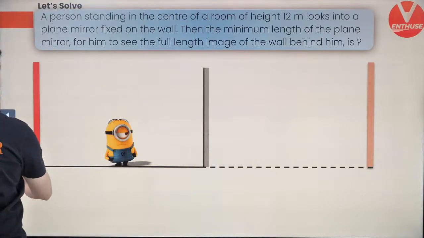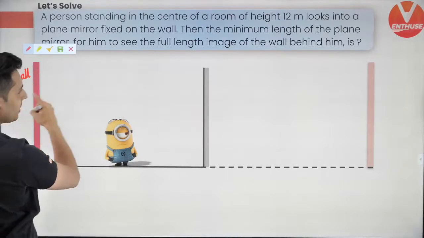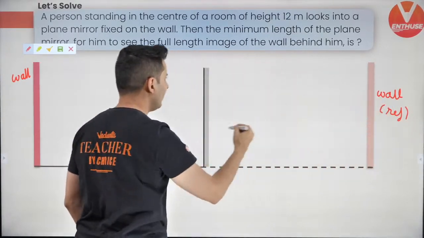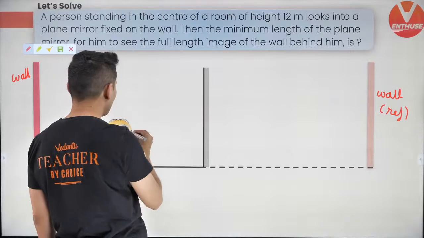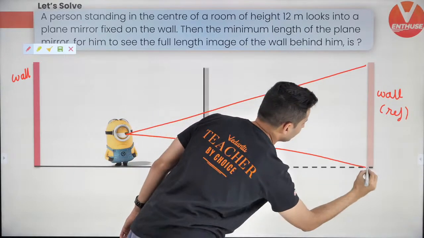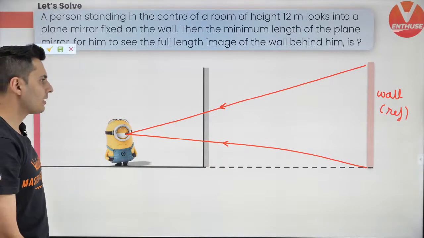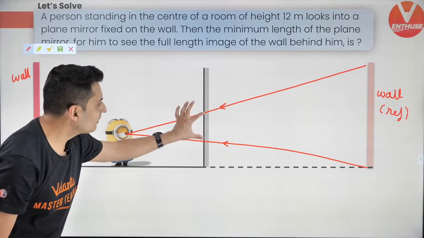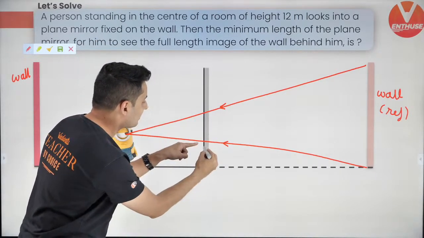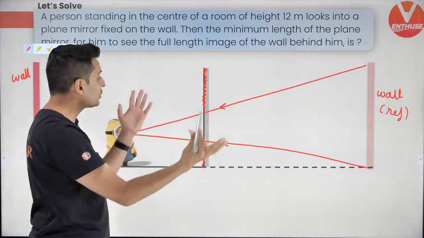Now, for this Pandu to see this red painted wall, he wants to see this wall. So this is the wall's reflection. The rays must reach his eye, something like this and like this. This is the only part of the mirror which will be needed. Even if this part and this part are not there, it's okay.